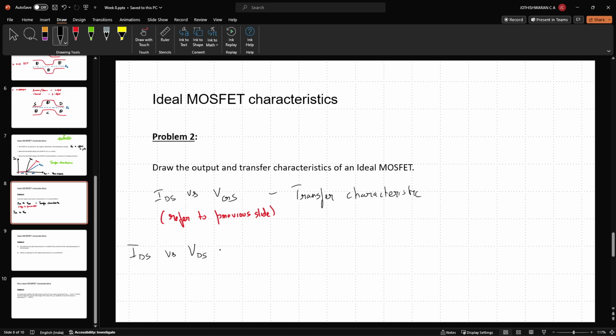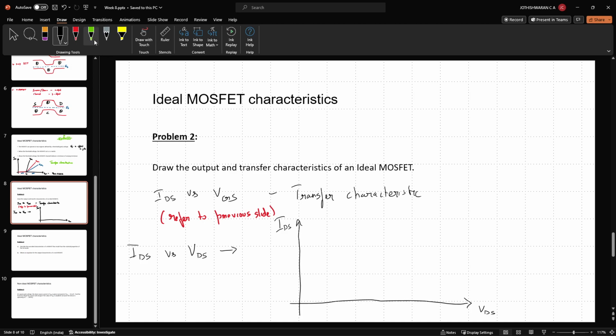This is mentioned in the lectures, probably in the earlier lectures. So now, IDS versus VDS, how do we expect this to be? Now we know when the device is off, no matter what VDS I apply, I'm not going to get any current. So ideally speaking, if I have this axis going like this, if this is VDS, and if this is IDS, then below a certain value of VGS, nothing is going to happen.